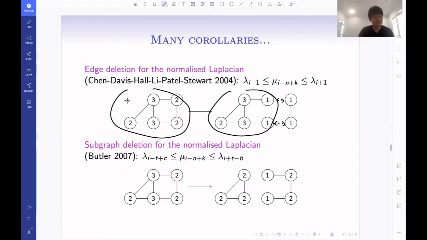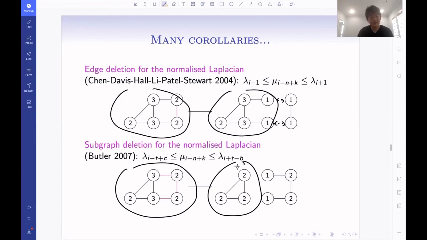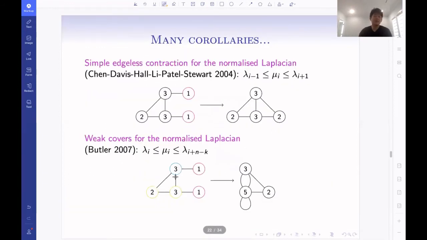Butler extended the result of Chen, Davis, Hawley, Patel, Stewart by asking what happens if you delete a subgraph. Well, you just do the same thing. You do the same unsmushing argument, and then you relate the eigenvalues of this vertex weighted graph to this vertex weighted graph. And actually, we improve the result of Butler whenever you delete at least one vertex using our method.